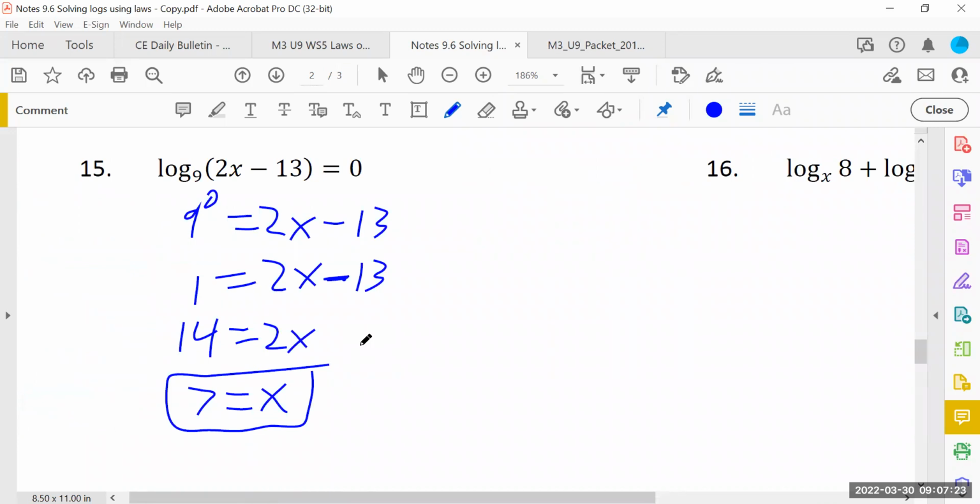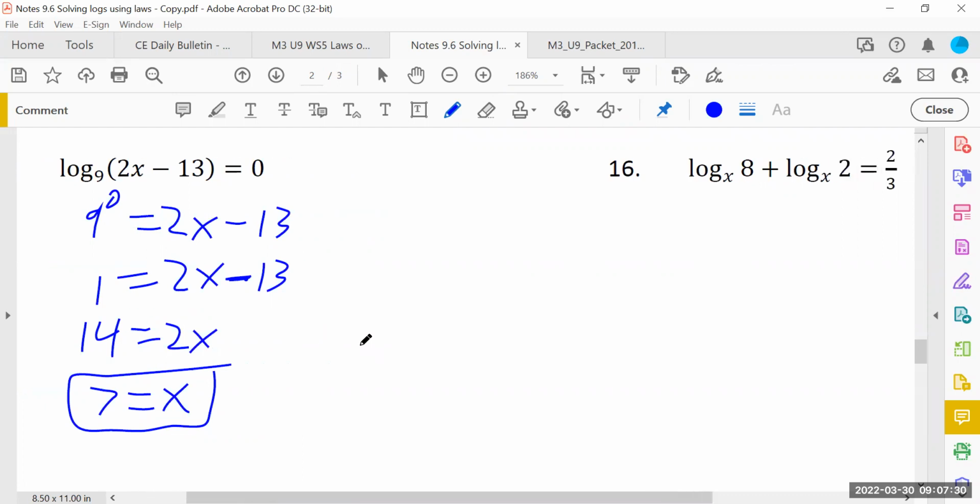Again, I'm going kind of fast now because you've seen most of these. I just want you to see, okay, what if it's this way? What if the x is over here? It's all the same kinds of steps though.